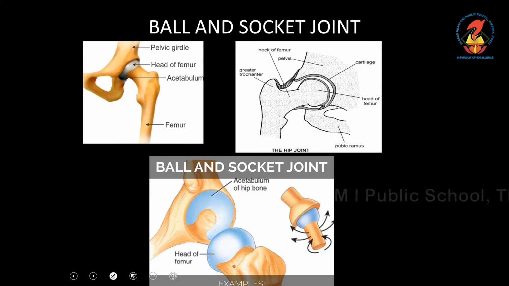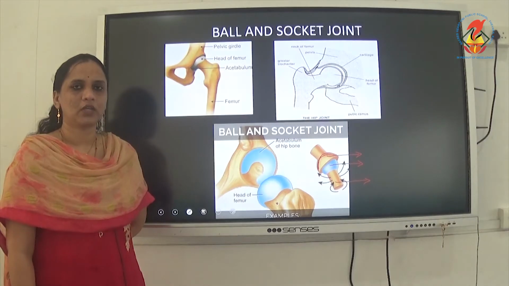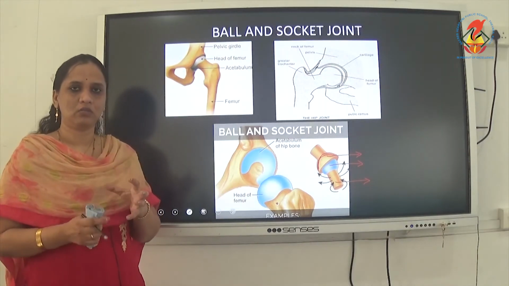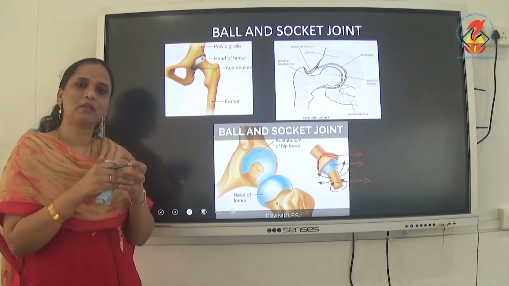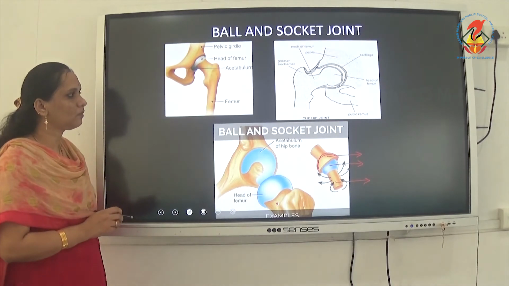Now the ball and socket joint, you can see there is a bowl like structure present with a cavity inside. And you can see a bone is present here with a ball like structure fitting into the cavity or your hollow space. Cavity means like a bowl. It has an outer covering but it is empty inside. Now the best example is your hip joint.